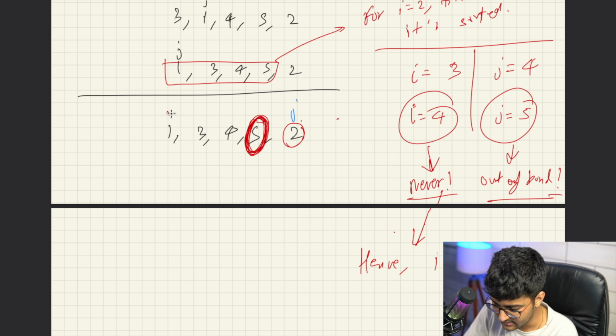Okay, so it will be like, is 2 smaller than 5? Yes, it is. So it will become 1, 3, 4, 2, 5. J will come over here. Is 2 smaller than 4? Yes, it is. 1, 3, 2, 4, 5. J will come over here. J is just getting 1 minus 1. Just minus 1. Go to previous elements. Is 2 smaller than 3? Yes, it is. Swap. 1, 2, 3, 4, 5. Is 2 smaller than 1? No, it's not. Break.